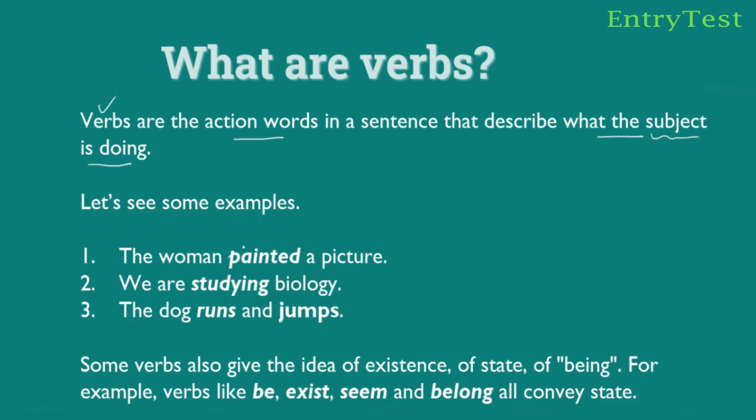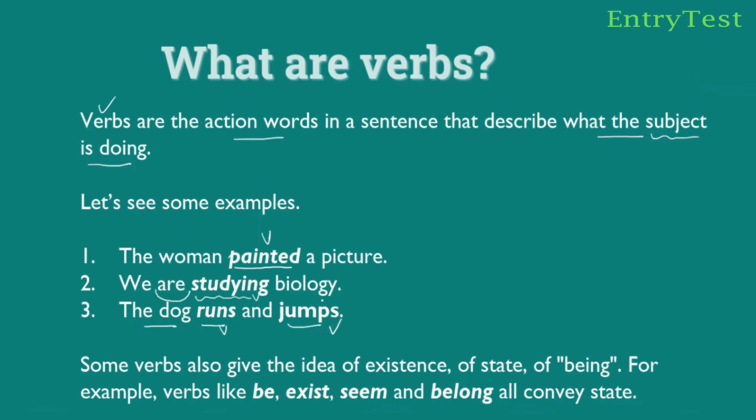Alright, so let's see some basic example. The women painted a picture. So here painted is the verb. Then we are studying biology. So studying is also a verb. Also friend, are is also a verb here. It is called helping verb. इसके बारे में मैं आपको और आगे बताऊंगा. The dog, which is the subject here, runs and jumps. So these two are also your verb.